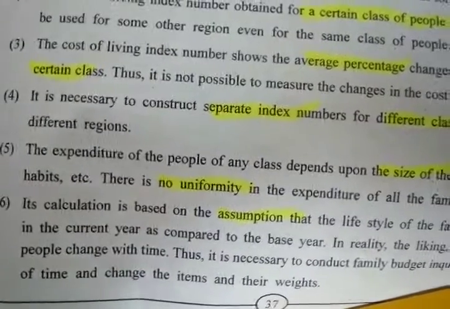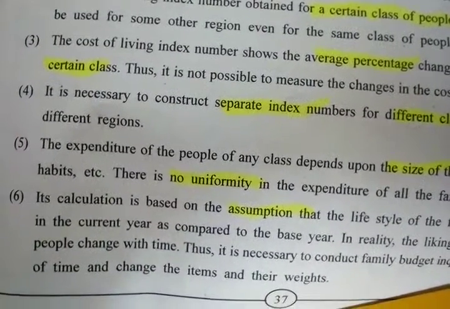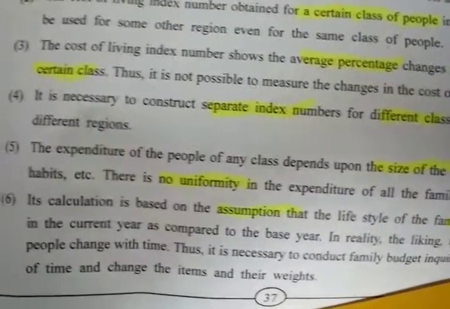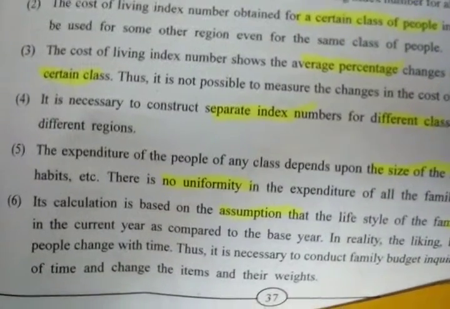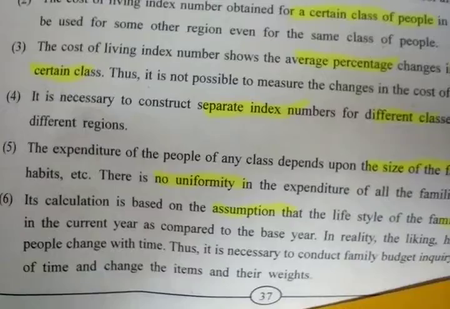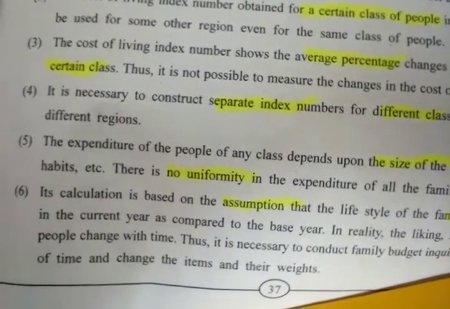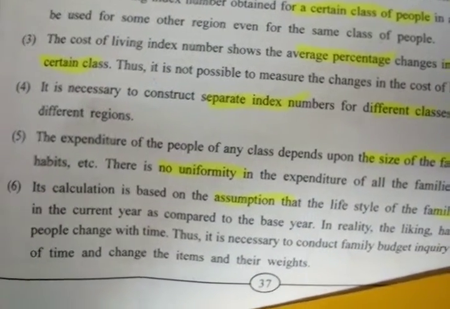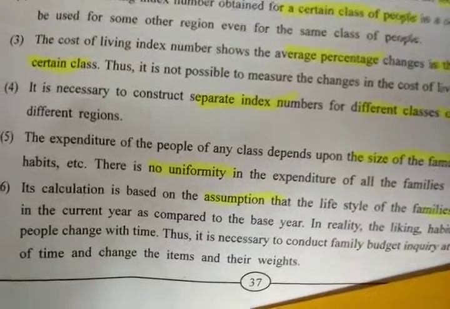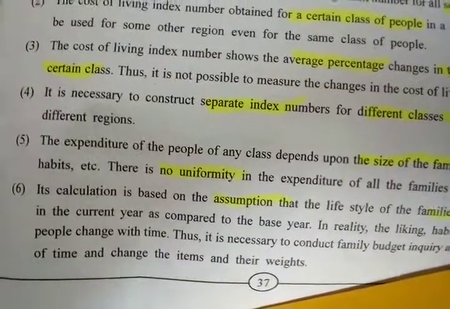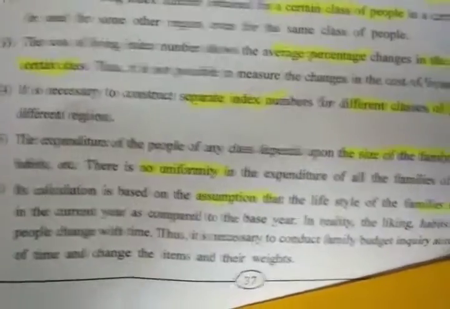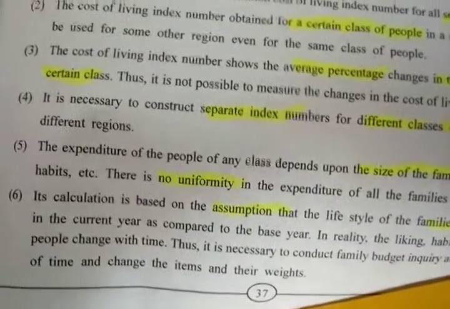So one can say that the consumption pattern of families changes from year to year or from one period to another, and therefore we need to have separate calculation of index numbers both in the current year as well as in the base year, and therefore we cannot just depend on one set of cost of living index numbers for all different years. So these are the limitations.